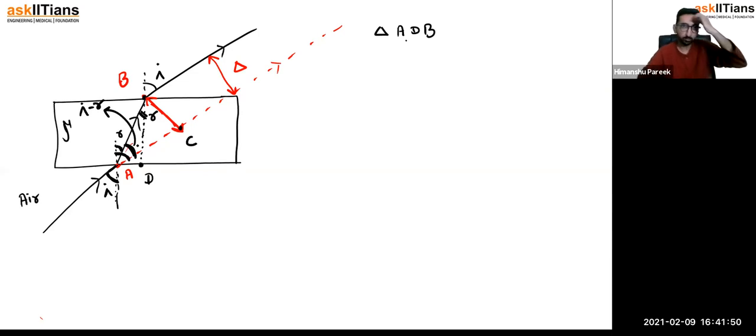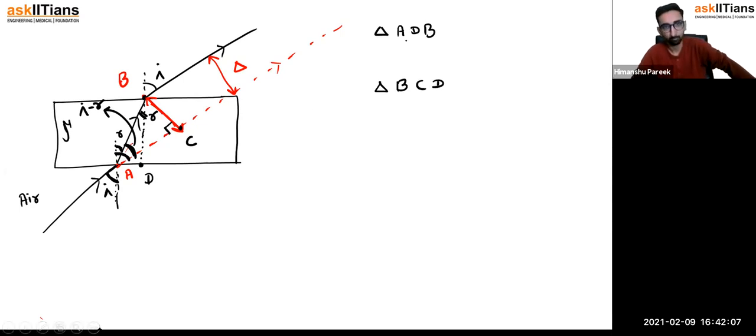Now I am going to deal with two triangles. One triangle is this ADB, and the second triangle I am going to deal with is the triangle BCA, because that is also a right angle triangle. Is it BCD? No, it's BCA actually. Sorry. B, then C, and then A.